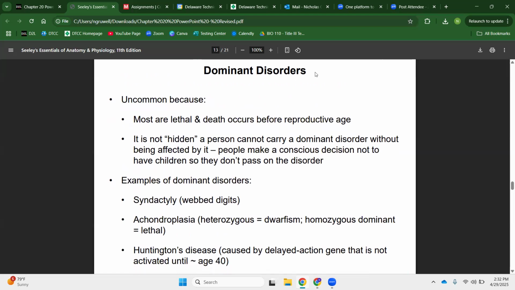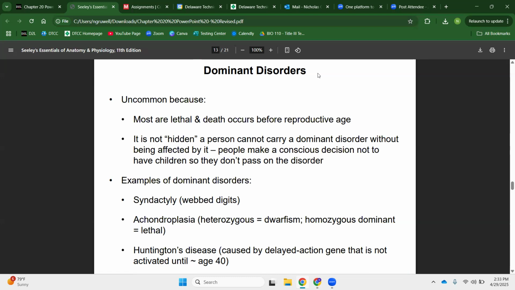Dominant disorders are the disorders that are linked with dominant alleles, but these are relatively uncommon. A lot of them are lethal and tend to result in death prior to reproductive age, so it's unable to be passed down. It's also dominant, which means it's going to show through even if it's a heterozygous genotype. And so that means that it's not going to be hidden. You can't be a carrier, which we'll talk about with recessive disorders.